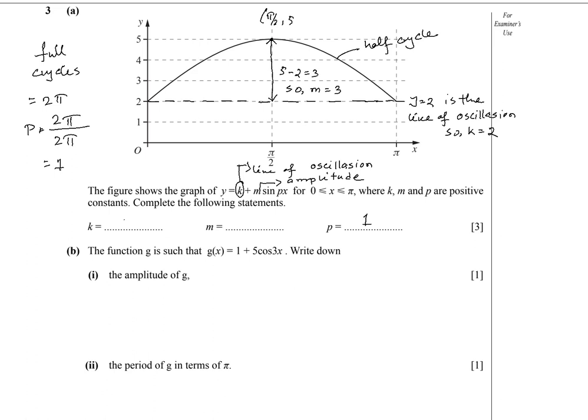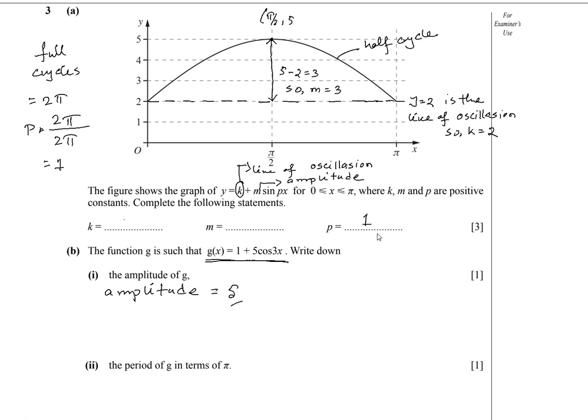Okay, question 3a done. Now let's go to question 3b. Here a function g(x) is given as 1 plus 5 cos 3x, and we have to find the amplitude of this curve. This is a cosine curve and we have to find the amplitude of the curve. So the amplitude is usually the coefficient of cos x, and here the coefficient of cos x is 5, so the amplitude is 5.